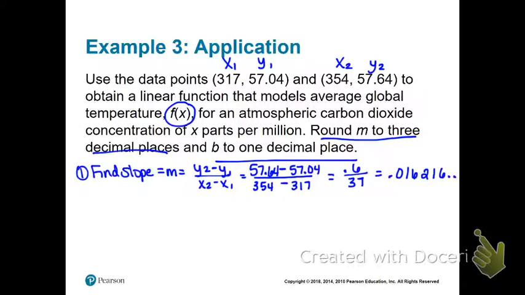But it says round m, which is our slope, to 3 decimal places. So right there is where we want to end. So what is a 2 going to make happen? It's going to make the 6 stay the same or go up? Well, remember 4 or less, let it rest. So this is just going to give us 0.016 for our slope.